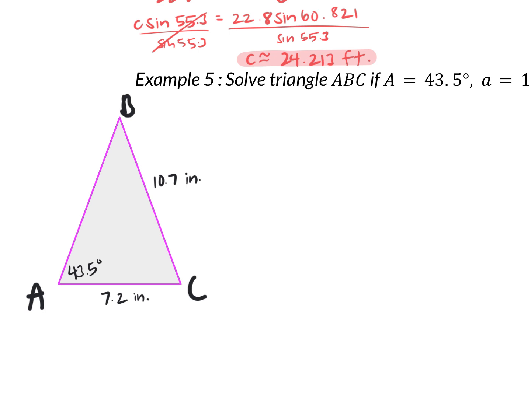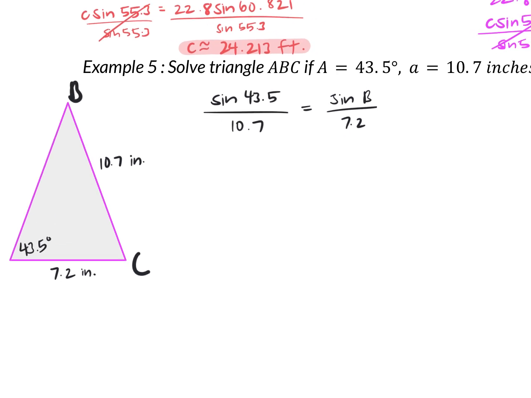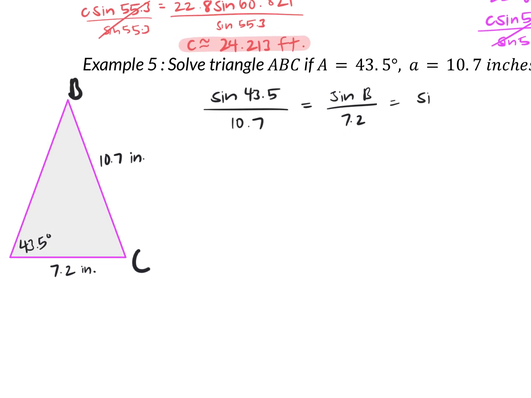Once we've labeled our picture, we can go ahead and set up our proportion. So our 3 fractions, we're going to have sine of 43.5 divided by 10.7 is going to equal sine of B divided by 7.2, and that's going to equal sine of C over C.